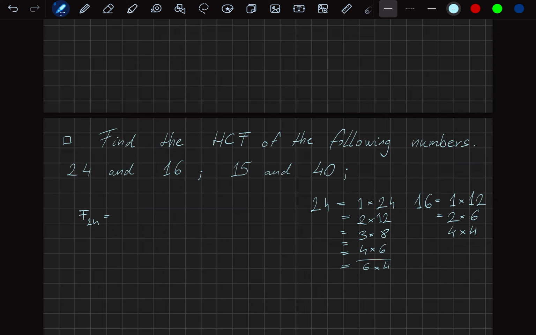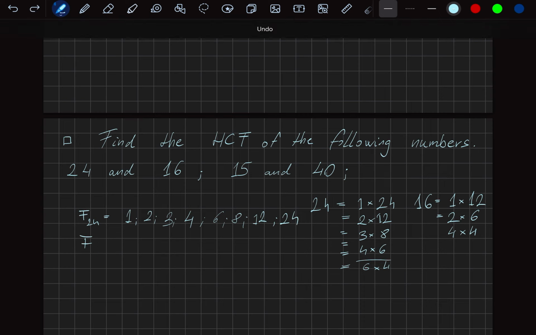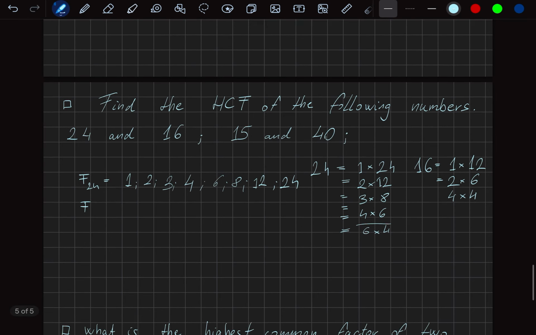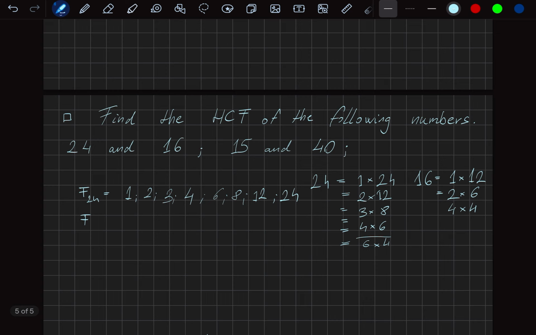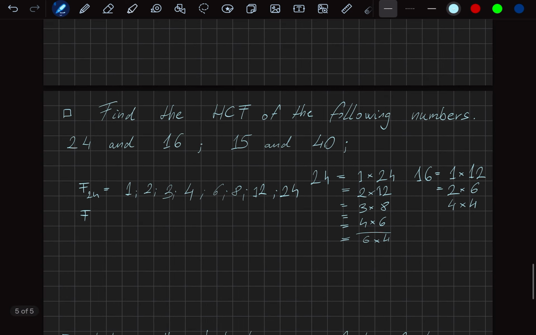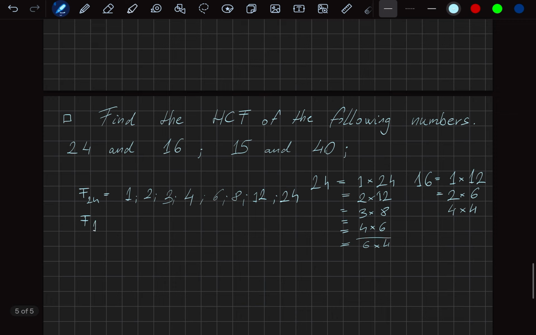So factors of 24: 1, 2, 3, 4, 6, 8, 12, and 24. Now factors of 16. I didn't want to show the next question because I want to focus on just one question at a time. Sorry, 16: 1, 2, 4, 8, 16.